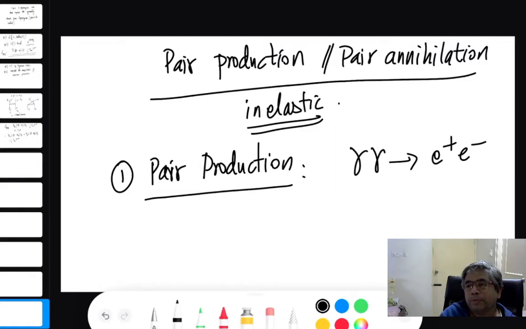Now the first question you would ask is, why do you need two photons? I wish we had a live class because I could ask this question. Why do you need two photons? Because we know that the electron and positron directly couple to one photon, right? Then why do you need two photons to produce an electron-positron pair? Good question.